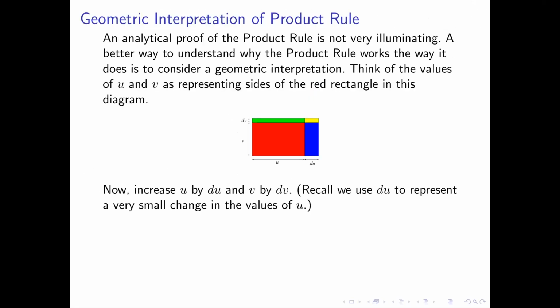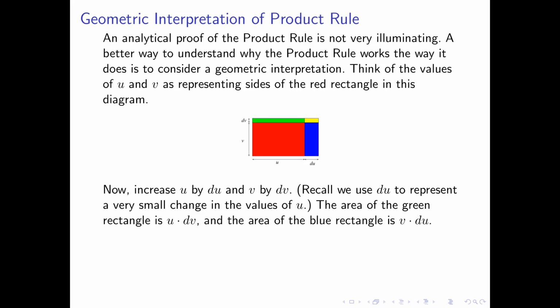Keep in mind, by the way, that du and dv, what we sometimes call differentials, represent very small changes in the values of u or v. So even though in the diagram those look like relatively large changes, mentally you want to think of them as being very, very small. That's what we're dealing with when we're finding derivatives.